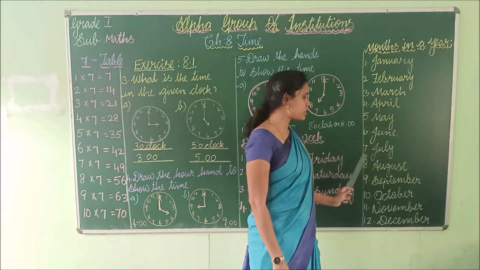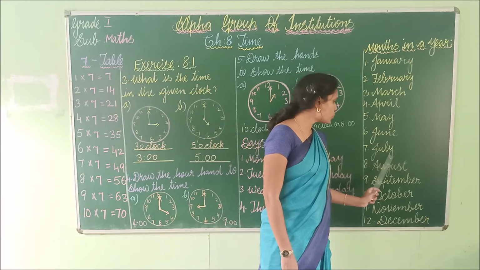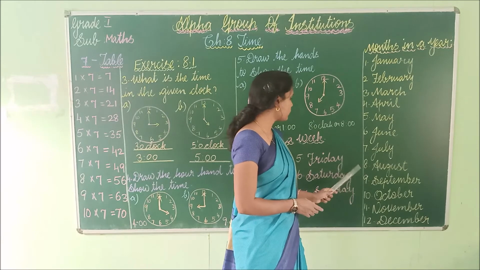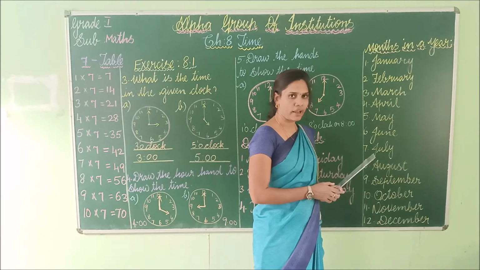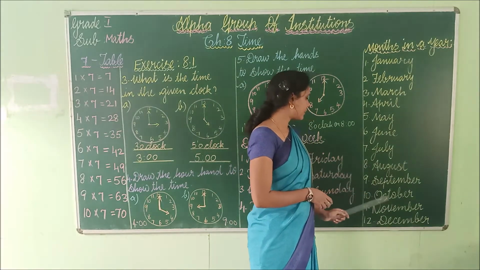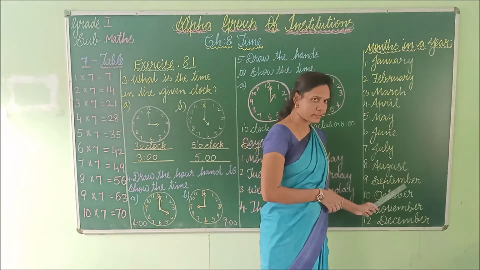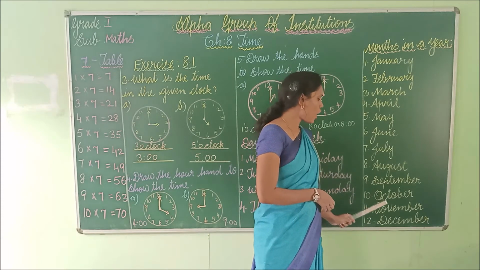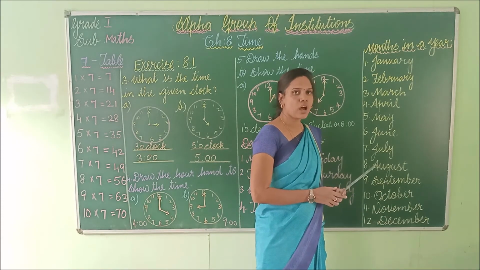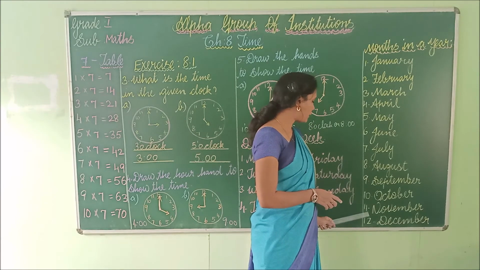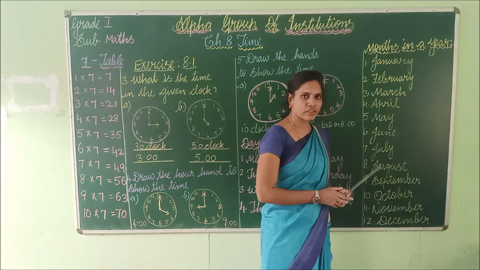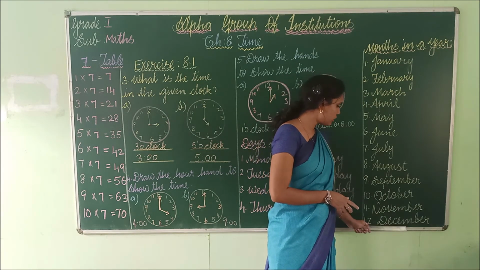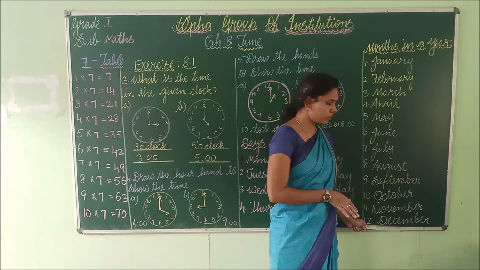The seventh month. What is the seventh month? July. What is the eighth month? August. And the ninth month is September. And the 10th month is October. And the 11th month is November. What is the 11th month? November. And the last month. What is the 12th month? December. Okay. Now it's running, right?